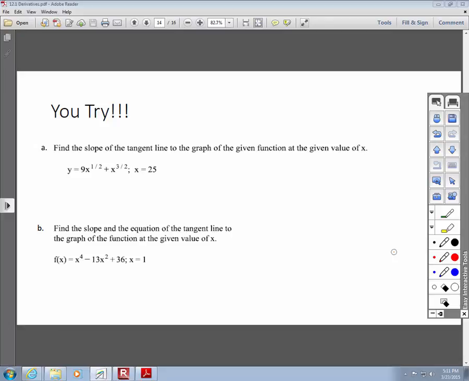All right, so take the derivative of f of x. F prime of x is equal to the derivative of x to the 4, which is 4x cubed. The derivative of negative 13x squared is negative 26x. And the derivative of 36 is just 0. So there's the derivative of f of x, right?